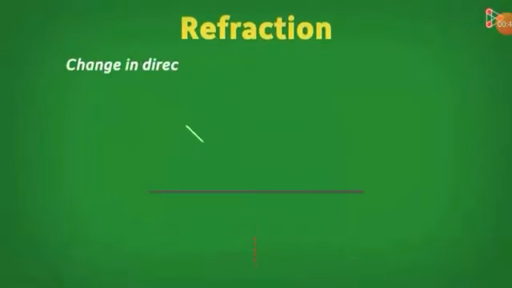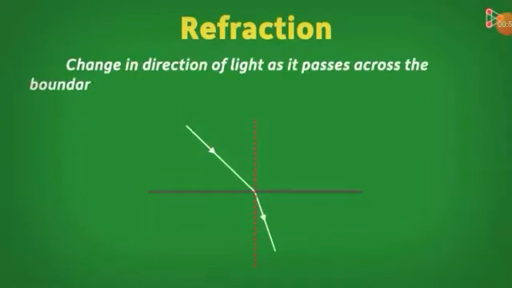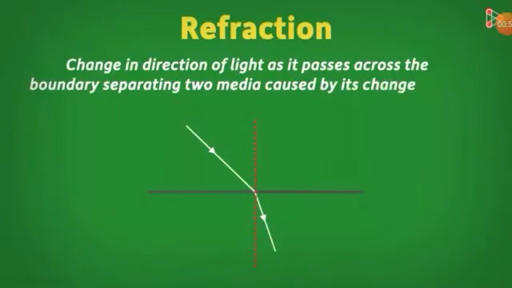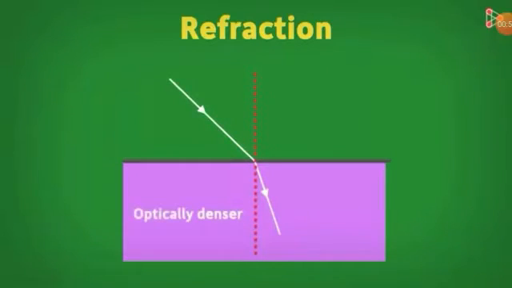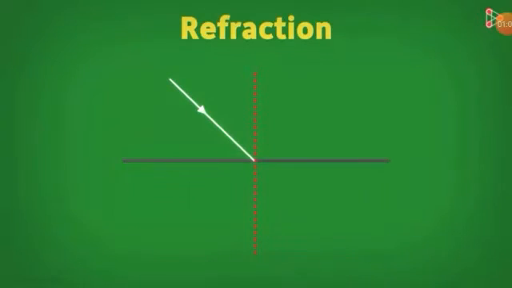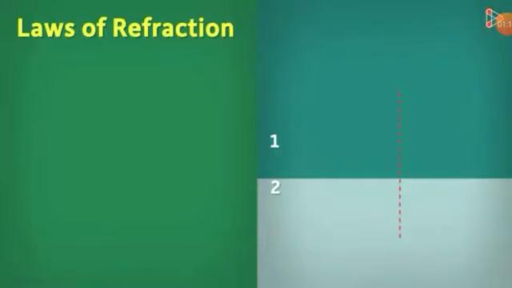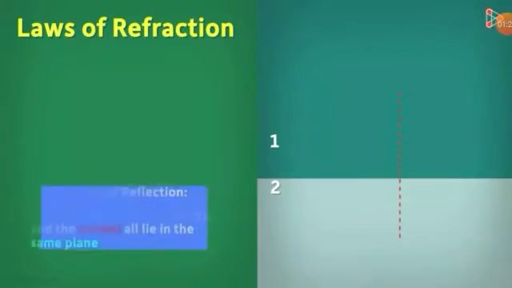Now we are going to study the laws of refraction. First, what is refraction? Change in direction of the light as it passes across the boundary separating two media, caused by change in its speed. When light passes from an optically rarer medium to an optically denser medium, there will be a change in the speed, and it will move towards the normal. From denser to rarer, it will move away from the normal. If a ray of light is perpendicular, there will be no change in the speed.